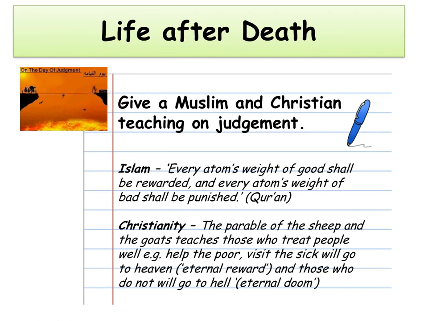In Christianity, the parable of the sheep and the goats teaches that those who treat people well, for example helping the poor and visiting the sick, will go to heaven, to their eternal reward, and those who do not will go to hell, their eternal doom.